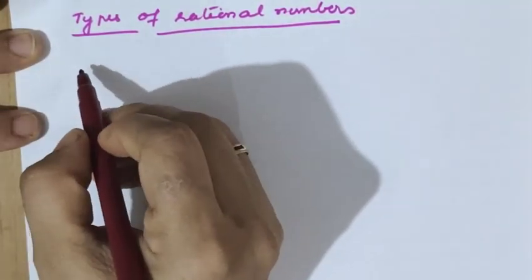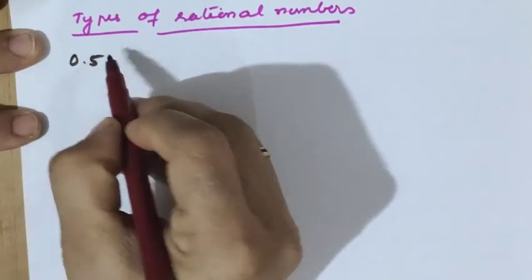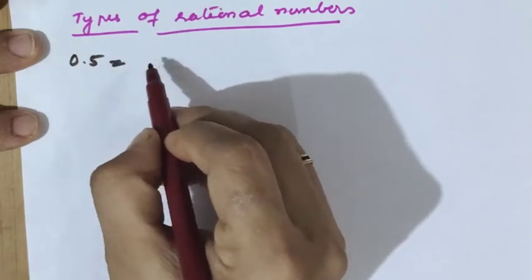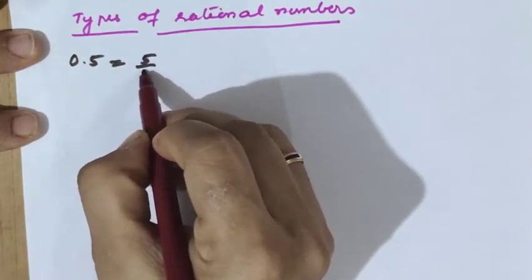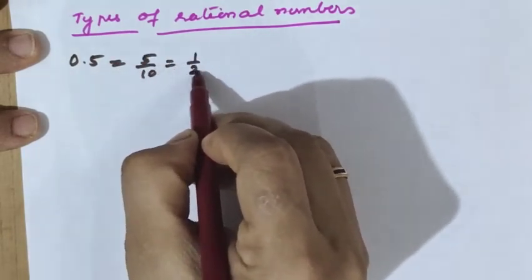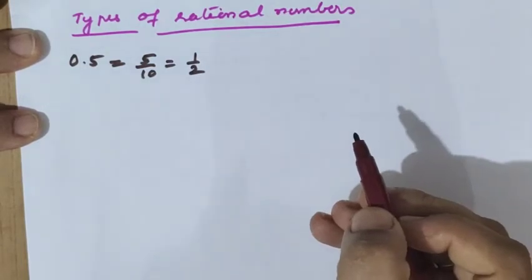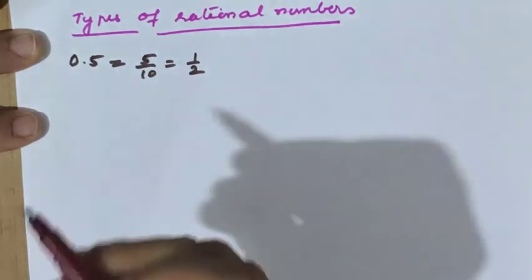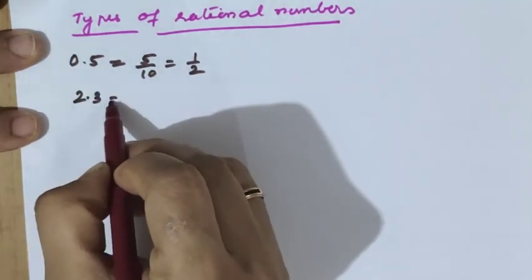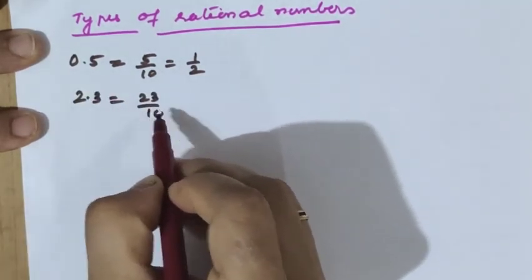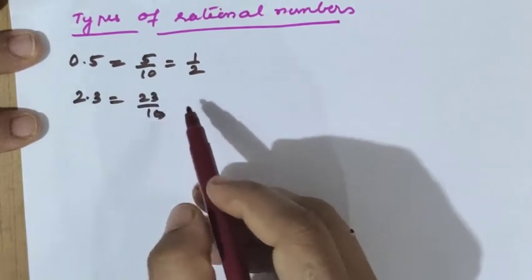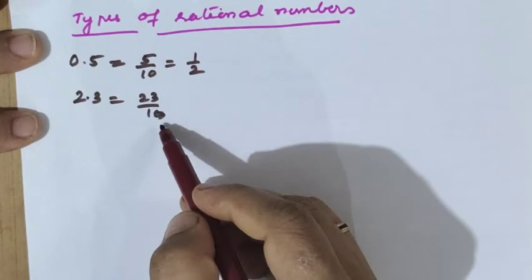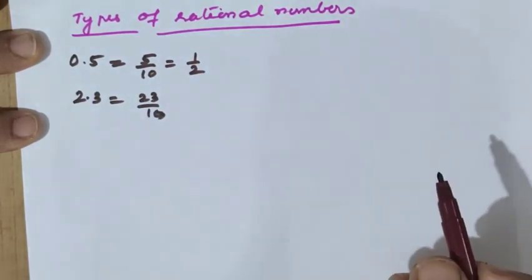Now one more type: what about 0.5? That is a decimal number. Decimal 0.5 can be written as 5 by 10, and again it can be written in the form 1 by 2. These are ordinary decimals. Another example is 2.3. Again I can say 23 by 10, which is in the form p by q, where p and q are integers and q is not equal to 0.